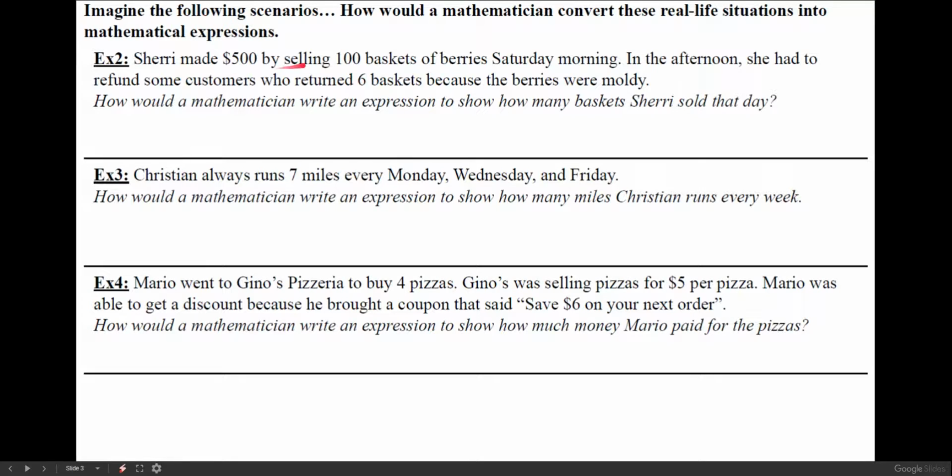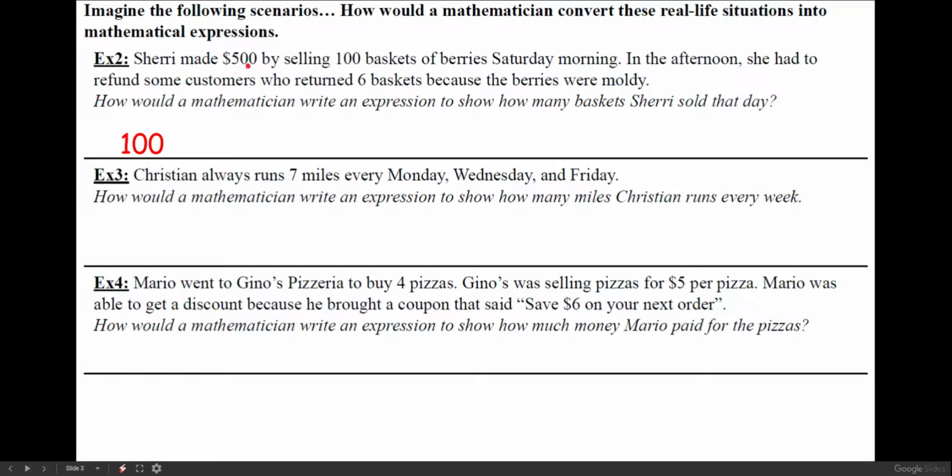Sherry made $500 by selling 100 baskets of berries Saturday morning. In the afternoon, she had to refund some customers who returned 6 baskets because the berries were moldy. How would a mathematician write this expression to show how many baskets Sherry sold that day? Well, she made $500 by selling 100 baskets, but 6 of them were returned. So how many baskets did she sell? Well, she sold 100. Not 500, but 100.